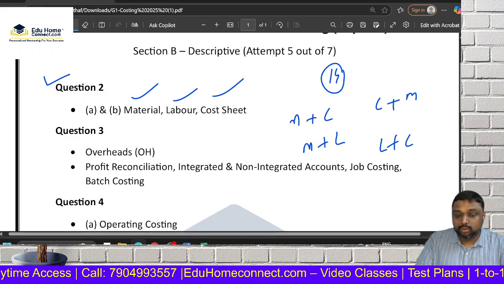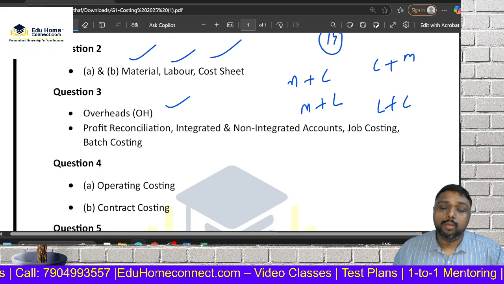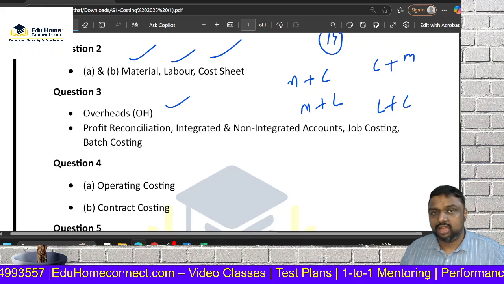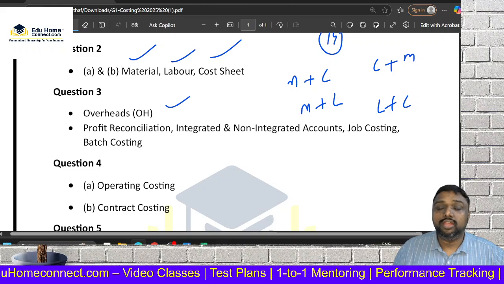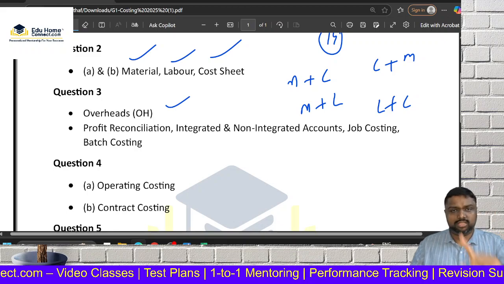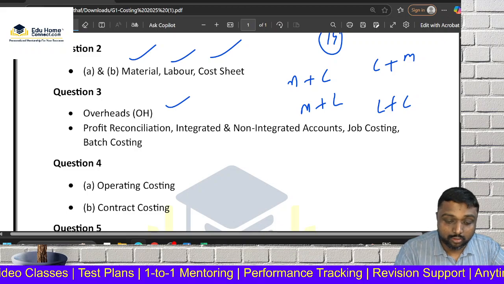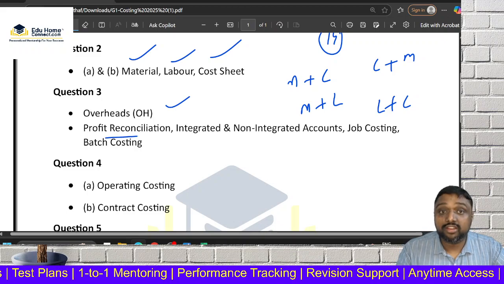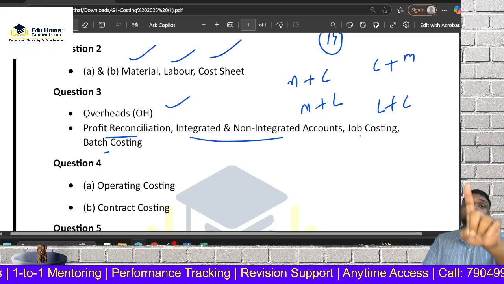Now, coming to the next area, 3A, you will get from the overhead chapter. But in overhead also, if you go through, my dear friends, there are areas called apportionment, reapportionment, then absorption, then machine hour calculation, under absorption, over absorption treatment. All these areas, any one concept will come for one question. Then here the problem is what? Profit reconciliation, integrated audited, job costing, batch costing. If you learn all this, any one only will come.